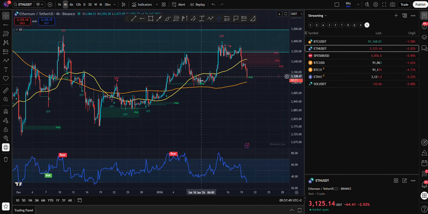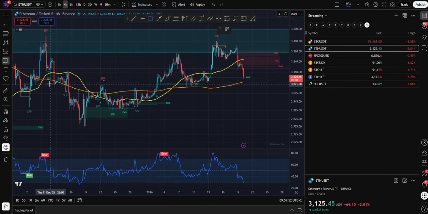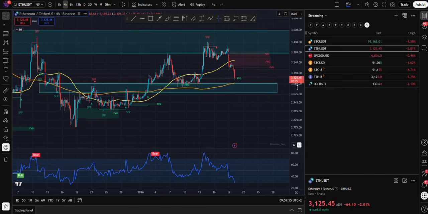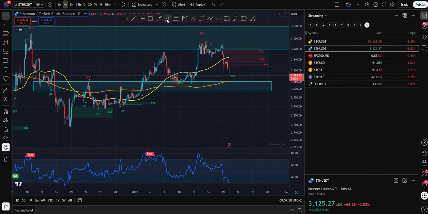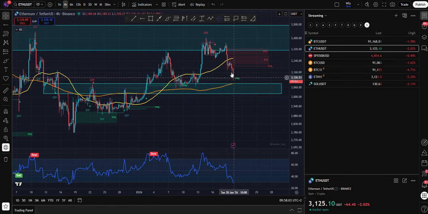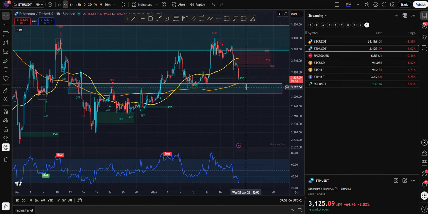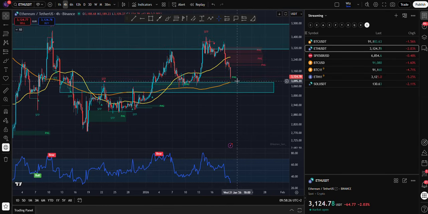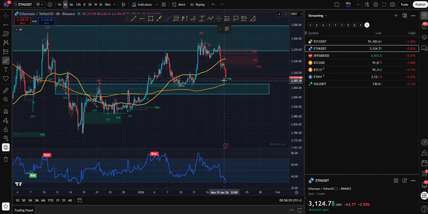We have a similar structure here. We have this horizontal support. So I'm not long yet, but I might get some exposure on some longs, maybe a bit lower, around 3070, 3860, somewhere around here, which aligns with the 4-hour 200 moving average. But again, this is just for short-term relief rally, maybe something like this.